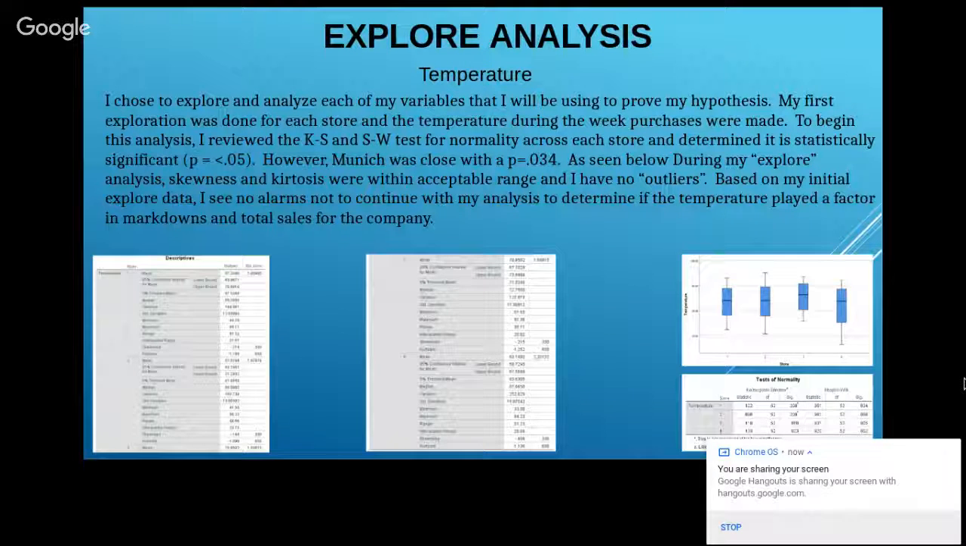Same thing with the temperature. However, Munich was kind of close at 0.034. That does cause you some pause to take a look at that as you're moving forward in your analysis. But still, it is statistically significant at 0.05 or below.